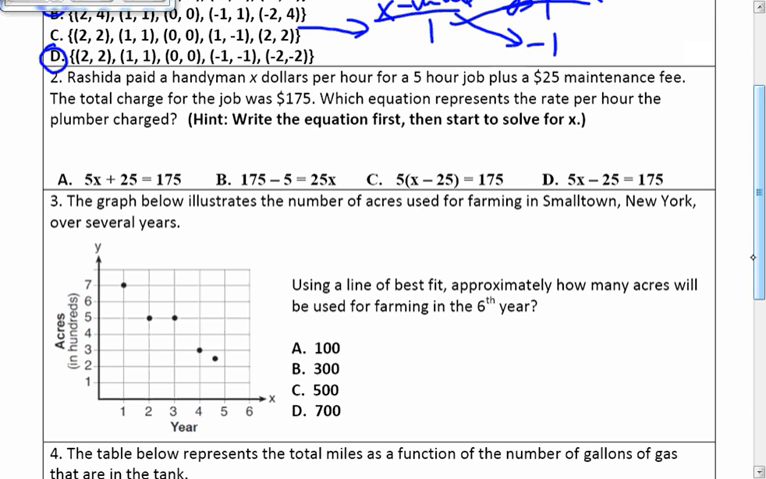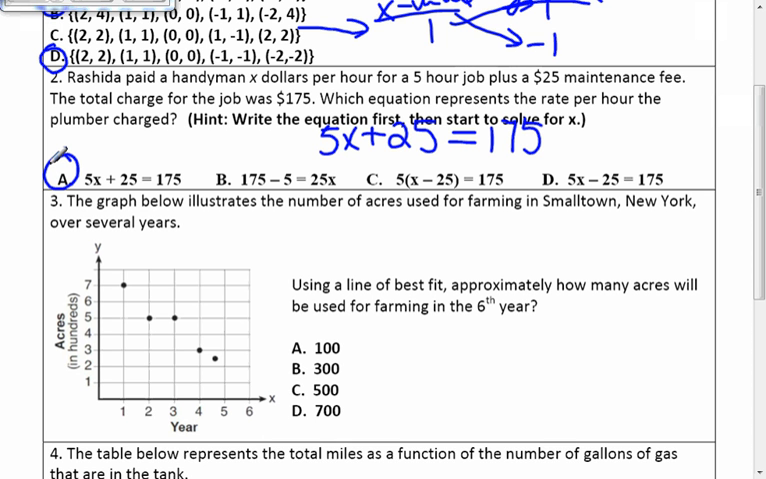Number 2, Rashida paid a handyman X dollars per hour for a 5-hour job, plus a $25 maintenance fee. So that would be 5x plus 25. The total charge for the job was 175, so it equals 175. Which equation represents the rate per hour the plumber charged? So we're trying to solve for the x. I noticed that choice A matches what I wrote exactly, so that's the answer. 5x plus 25 equals 175.